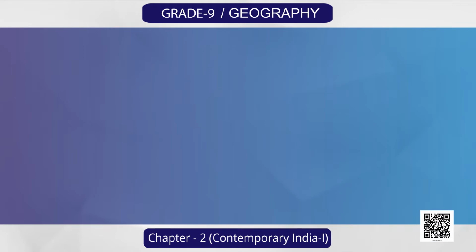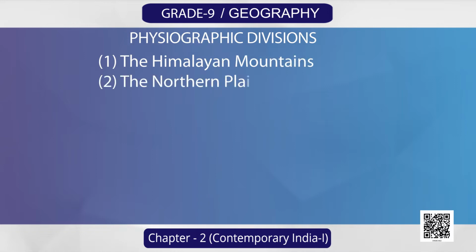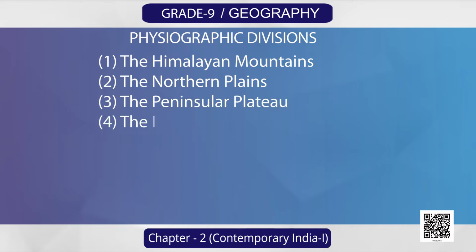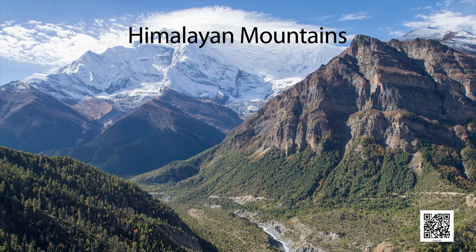So let's start. The physical features of India can be grouped under the 6 physiographic divisions, and these are: first, the Himalayan mountains; second, the northern plains; third, the peninsular plateau; fourth, the Indian desert; fifth, the coastal plains; and sixth, the islands. Let's start with the Himalayan mountains.